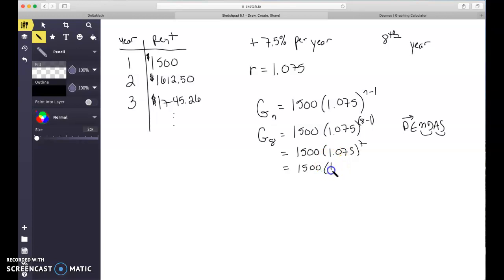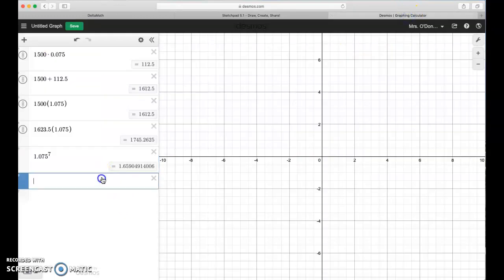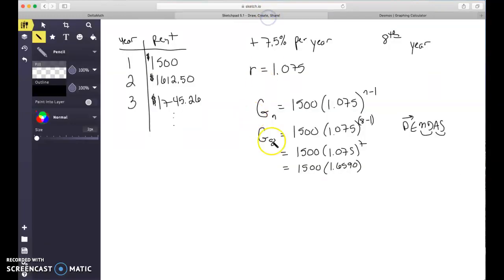So times 1.6590 times 1,500. We're going to take that 1.6590, multiply it by my 1,500, and I get 2,488.5. So that gives me $2,488.50. So in my 8th year, that's how much I should be paying each month for rent.